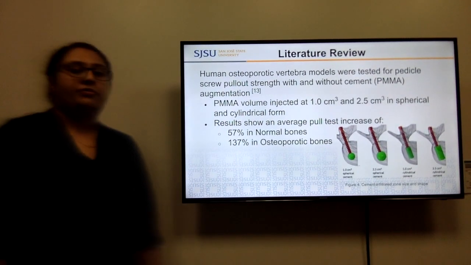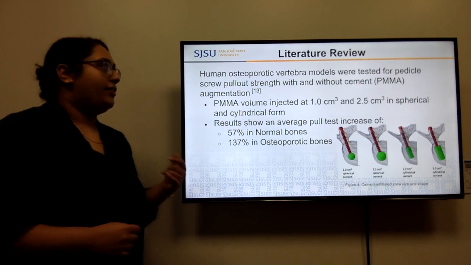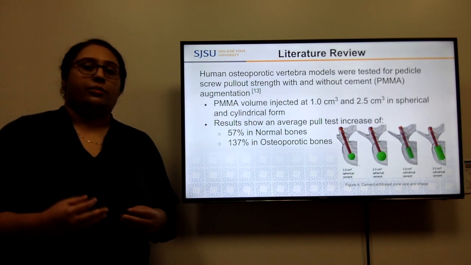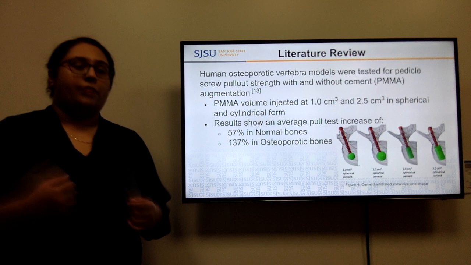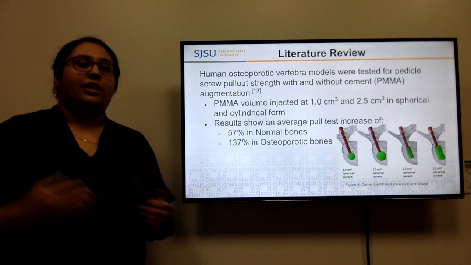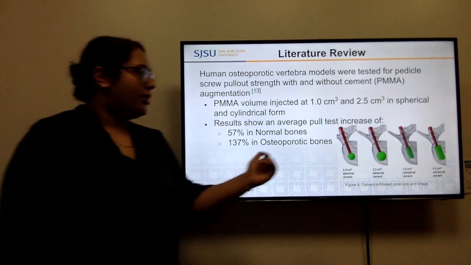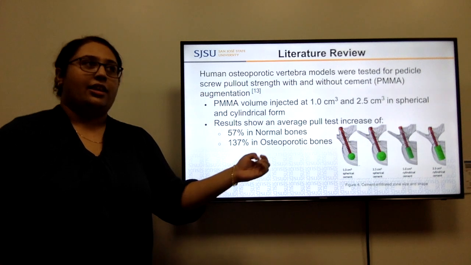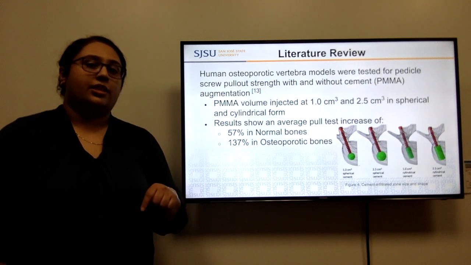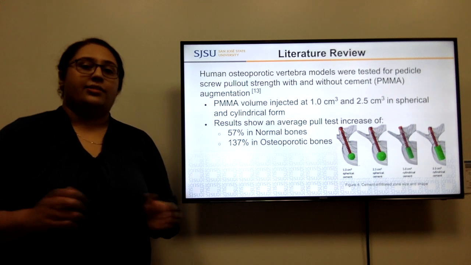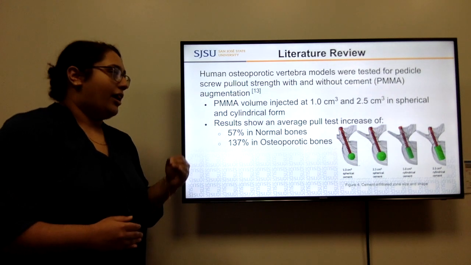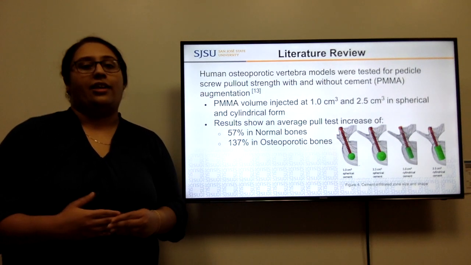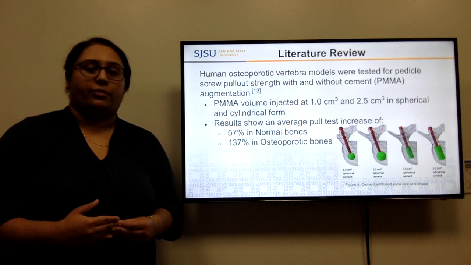So, for our project, we referenced several literature reviews, and the first one that I'm going to review today is on the testing that was done on human osteoporotic vertebrae models that was tested for screw pull-out strength without and with PMMA. Here's an image that shows the volume and shape of the PMMA that was injected, and the volume injected was 1 cubic centimeter and 2.5 cubic centimeters in spherical and cylindrical form. On average, the pull test results increased by 57% for normal bones and 137% for osteoporotic bones.